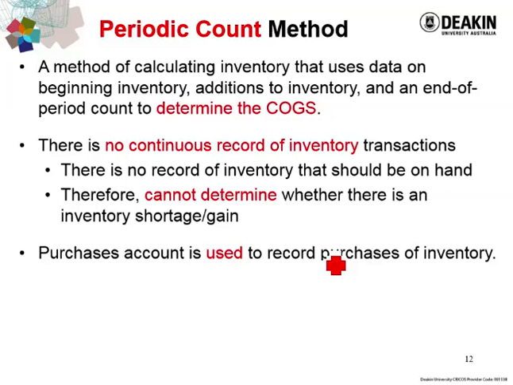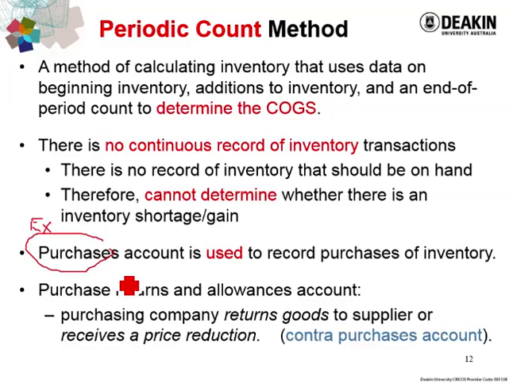And under the periodic count method, we record inventory purchase using purchase account, which is an expense account. Okay, so please remember the purchase account is an expense account. It is not an asset account. And correspondingly, when we return goods to suppliers, we will record them using purchase returns and allowances accounts. And purchase returns and allowances account is a contra purchase account or contra expense account, if you like.